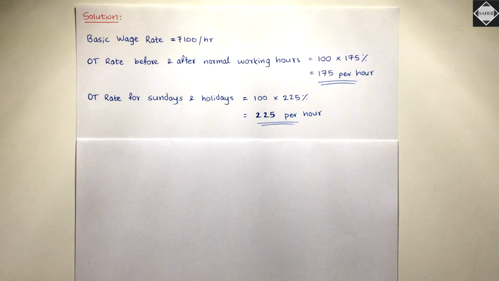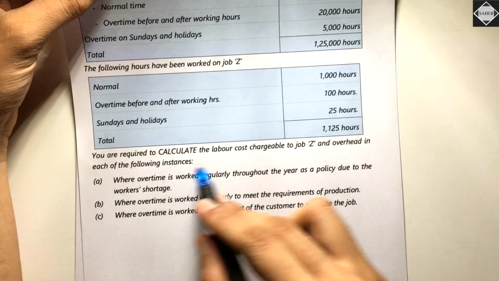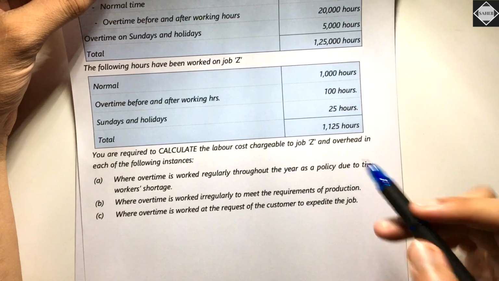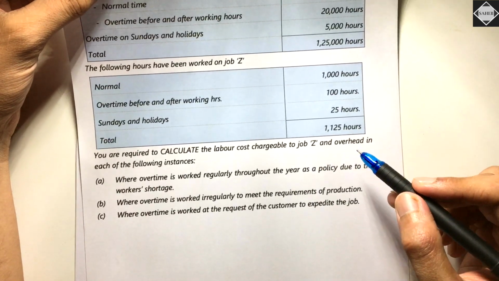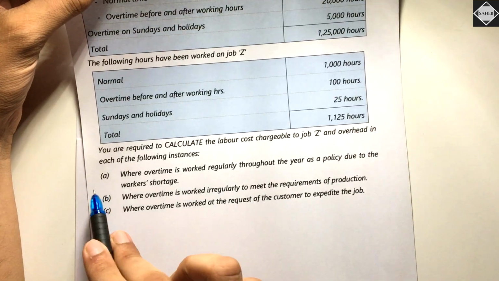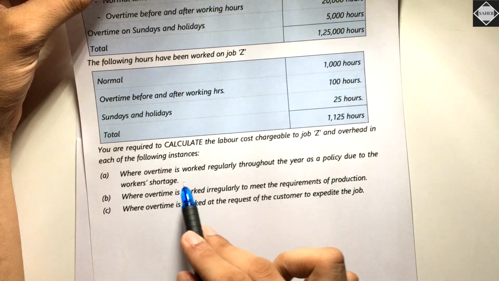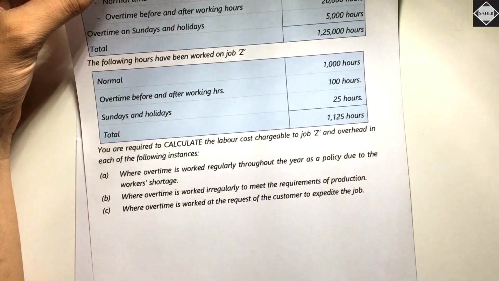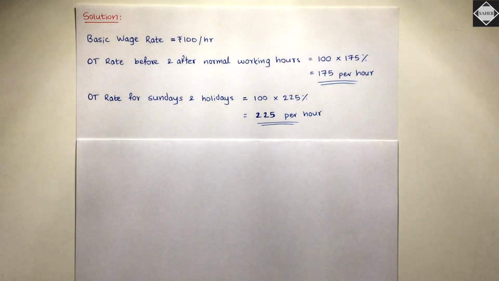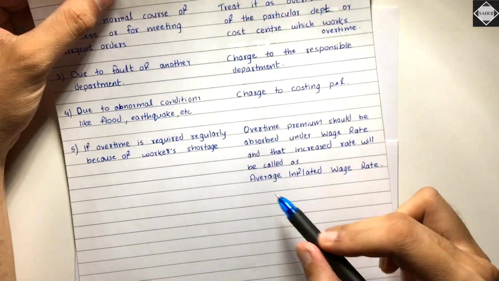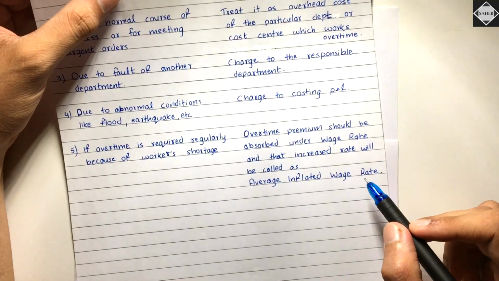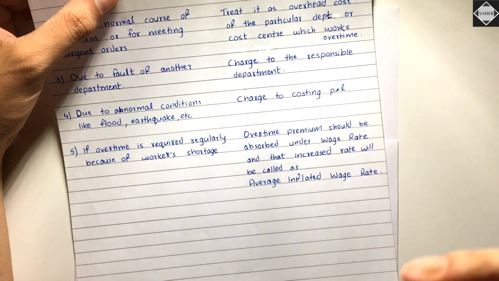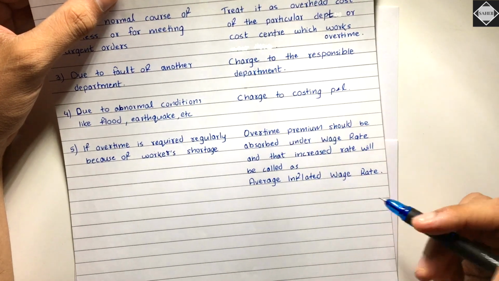Now the first case was what? The requirement I'm talking about. See here, the requirement was we have to calculate the labor cost that is chargeable to job Z and overhead in each of the following instances. In the first case, they told us in A that overtime is worked regularly throughout the year as a policy due to workers shortage. So in this case, as I told you, we have to calculate the average inflated wage rate. Yeah, we have to calculate that, and overtime premium will be absorbed under this rate, right?